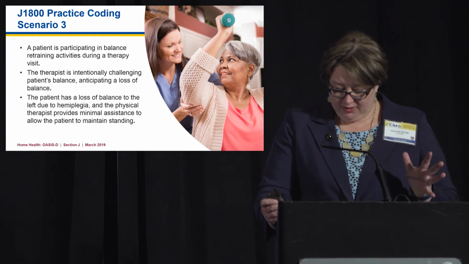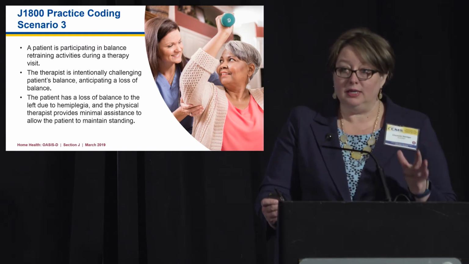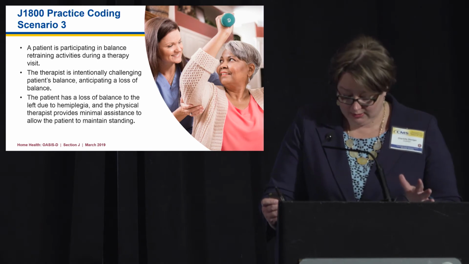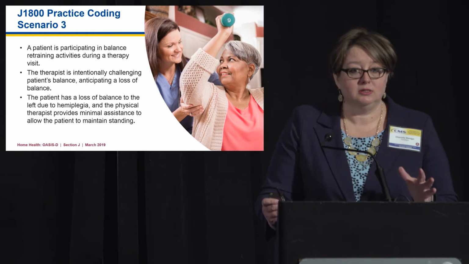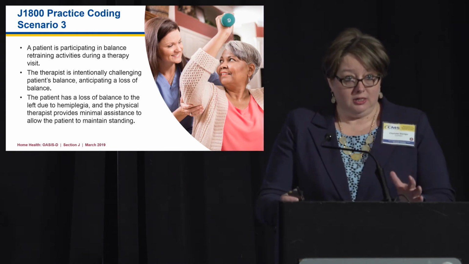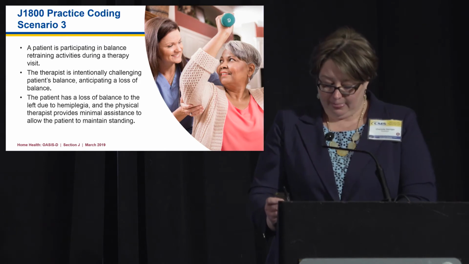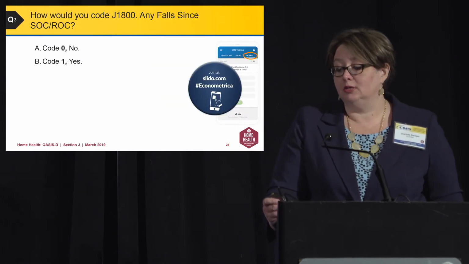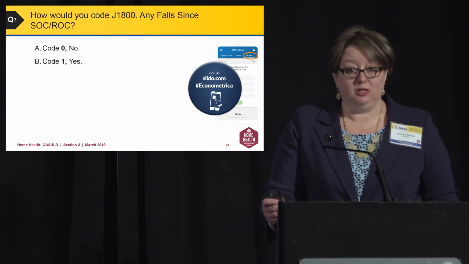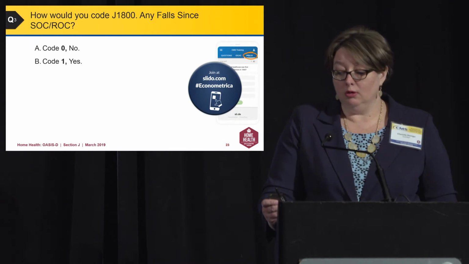This is a therapy visit where the therapist is intentionally challenging a patient's balance and anticipating a loss of that balance. And when that patient loses her balance, the therapist adjusts, right, to keep that patient standing, okay? So how would you code J1800, any falls since start of care, resumption of care? Would it be code 0, no, or would it be code 1, yes?